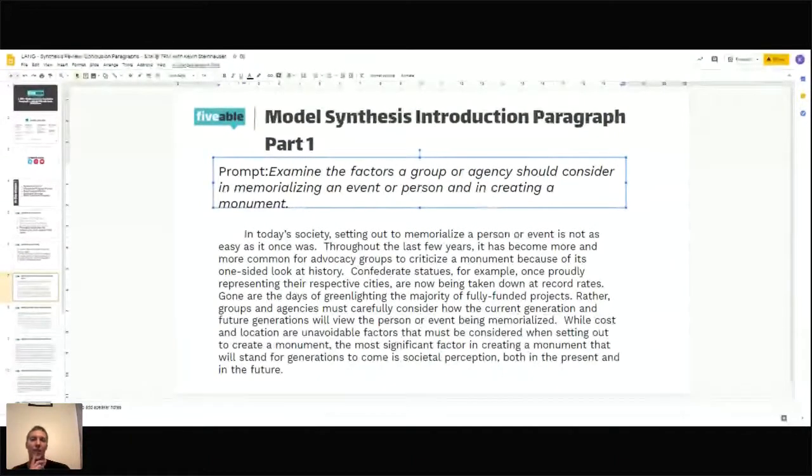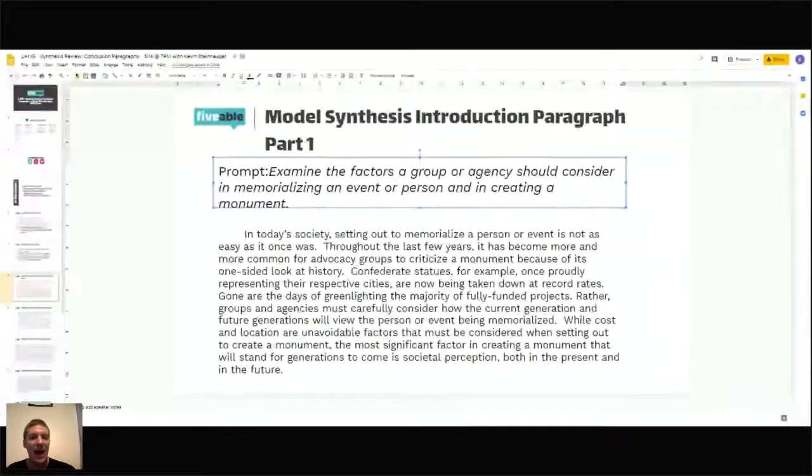This is a more thoughtful thesis than one that just says, here's 3 factors. Look at what I did again. I'm going to read my thesis again. While cost and location are unavoidable factors that must be considered. Okay, so those are 2 factors I'm going to talk about. However, I'm setting them up as but not all factors are created equal.